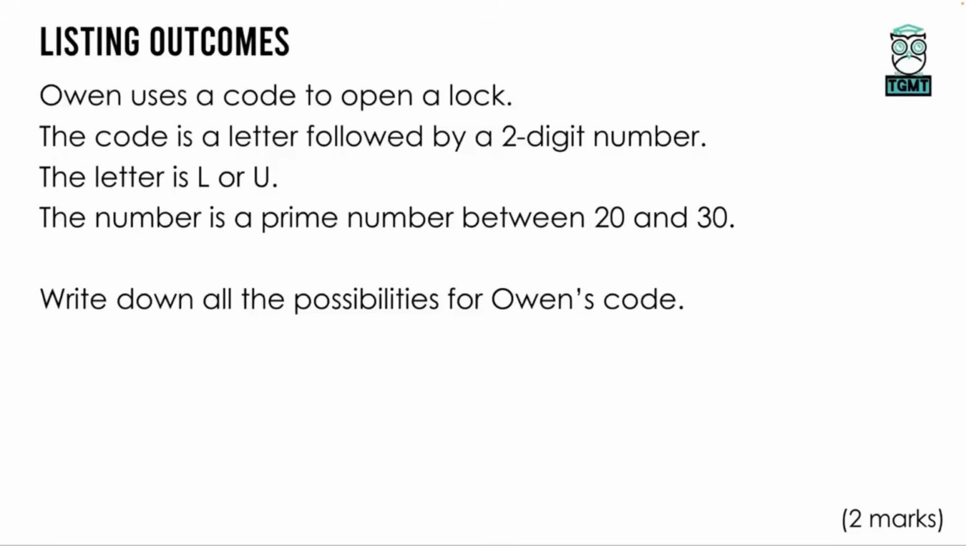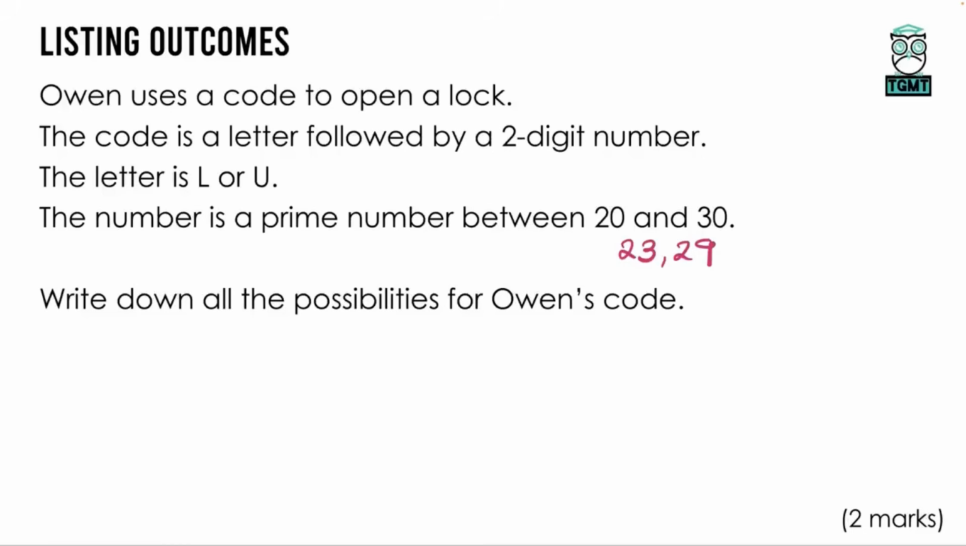Okay, so this question says Owen uses a code to open a lock. The code is a letter followed by a 2-digit number. The letter is L or U, and the number is a prime number between 20 and 30. Write down all the possibilities. So the prime numbers between 20 and 30, we just need to think about the odd numbers between 20 and 30 that don't divide by anything. So 21 divides by 7 and 3. 23 doesn't divide by anything, that's prime. 25 divides by 5. 27 divides by 9, and then we have 29. So we only have a few numbers that are prime between 20 and 30.